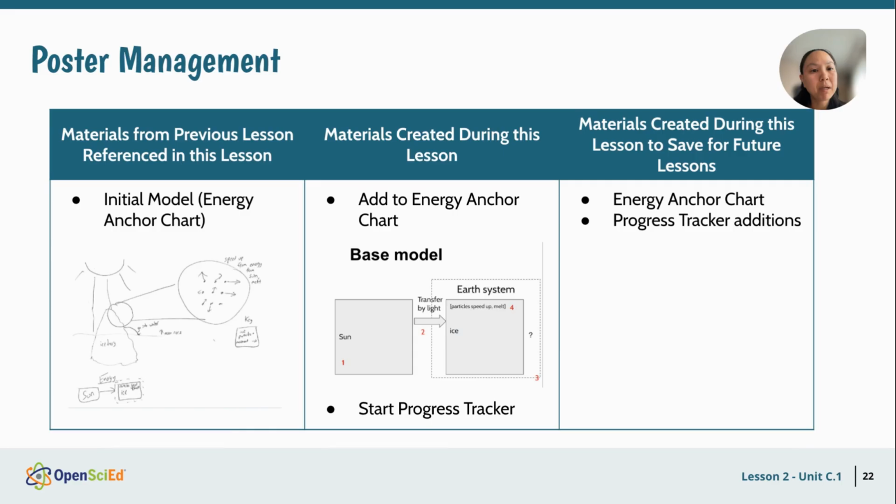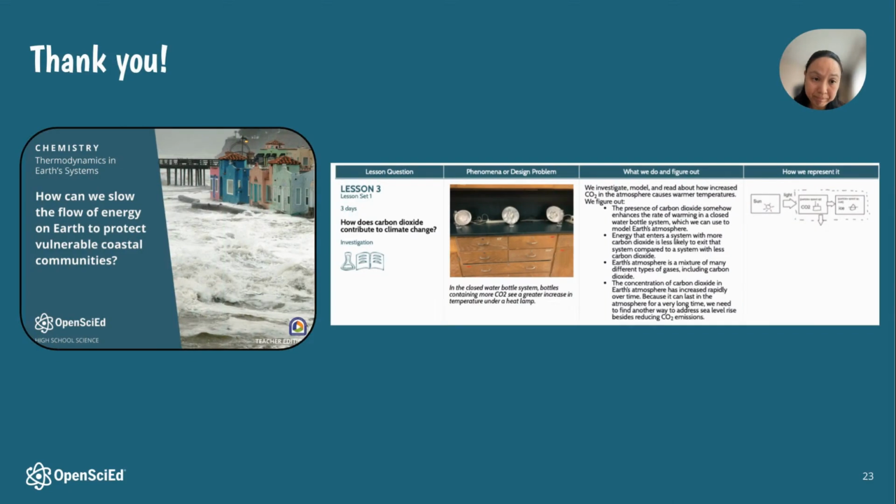Now, let's talk a little bit about poster management. In lesson one, the initial model is actually the first poster of the energy anchor chart. And then in lesson two, this lesson, we add the energy transfer model and students begin their progress tracker. We will be adding to both the energy anchor chart and progress tracker throughout the unit.